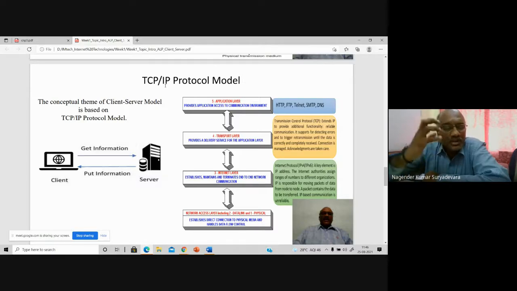Of course, you will learn more about TCP/IP when you are studying the course Computer Networks. Here, at this point, I'm just trying to give you certain basic information that will be helpful for us to go about our course.